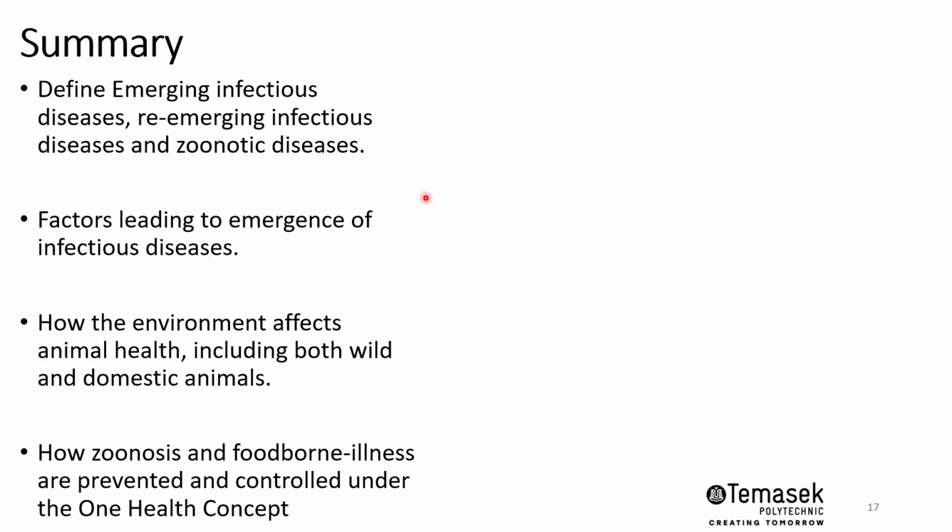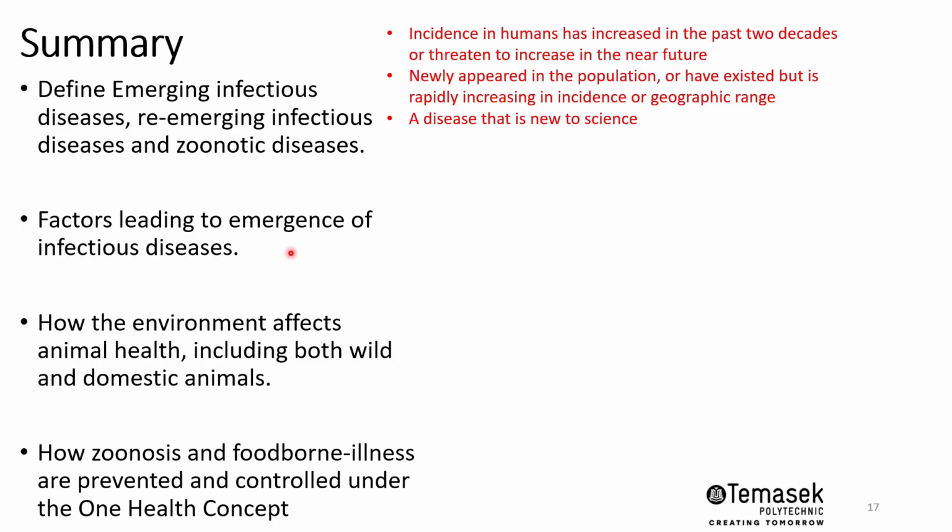So in summary, I hope that I have impressed upon you the One Health concept, the concept that captures the interrelatedness between humans, animals, and the environment. In summary here, we have defined what are emerging infectious diseases, re-emerging infectious diseases, and zoonotic diseases. Factors leading to emergence of infectious disease include indirect contact, direct contact with infected animals, consumption of contaminated meat products, as well as through vectors. We looked into some examples, including the West Nile virus and the dengue viruses.